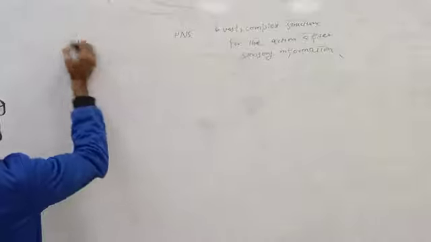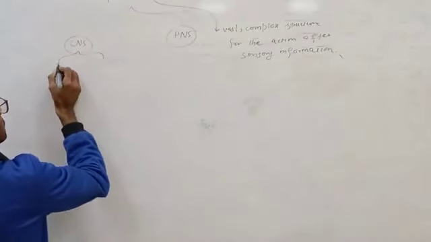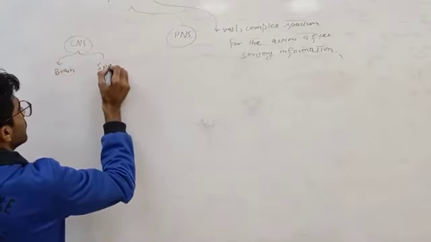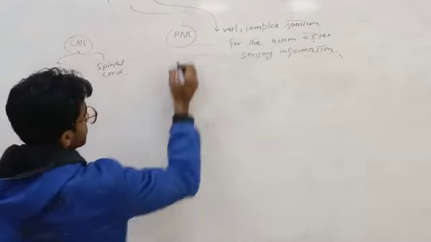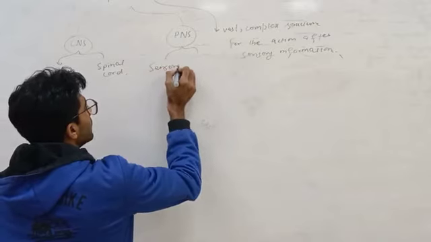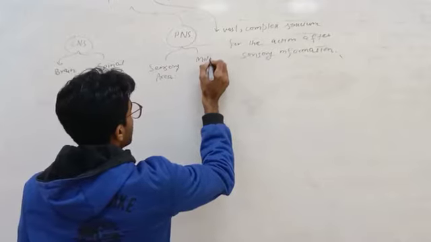This nervous system has two parts. One is the brain and spinal cord, and the other is the peripheral nervous system, which is the sensory area and motor area.